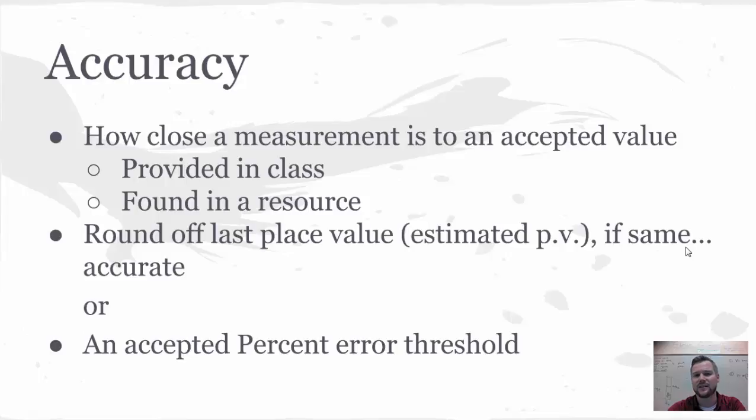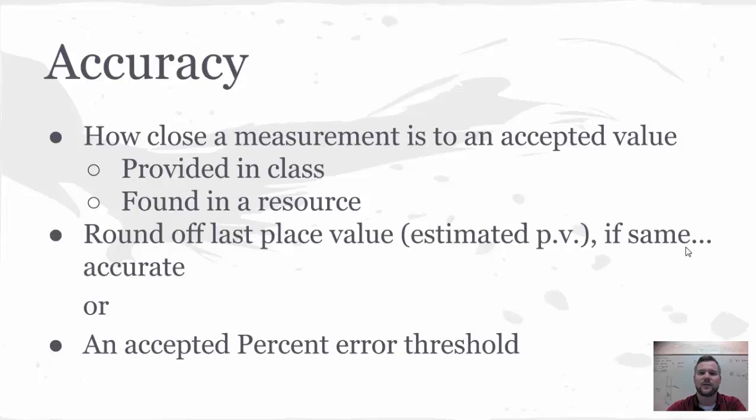For the sake of our class, an accepted value is one that I would provide you or a different teacher would provide you. But it's also a value that would be found in a textbook or in a resource that you could find where lots of people have verified that value. So, measured value compared to the accepted value.